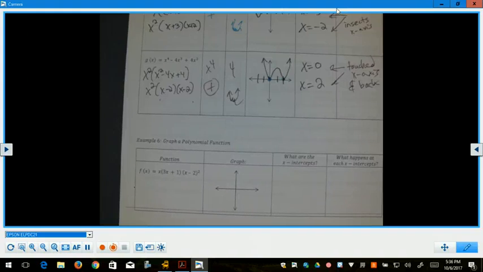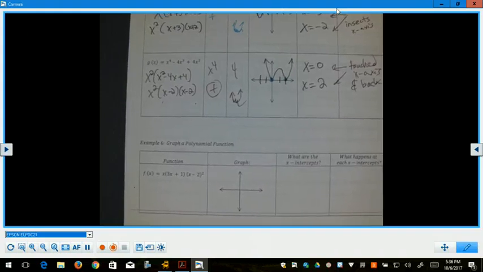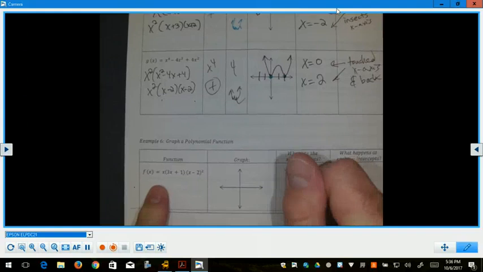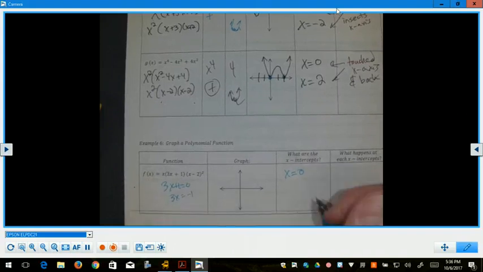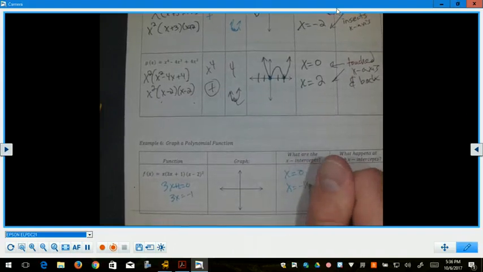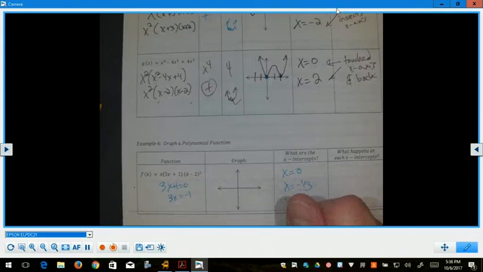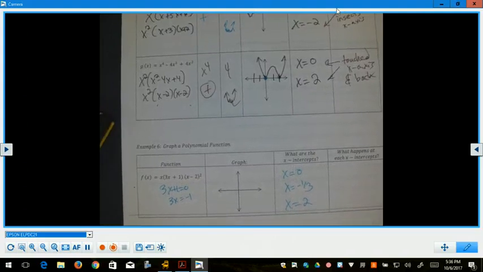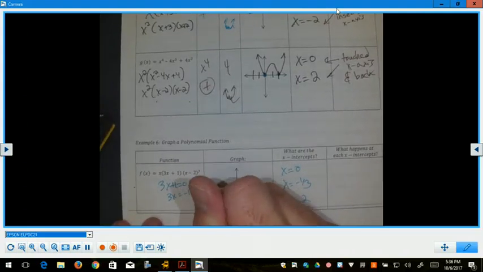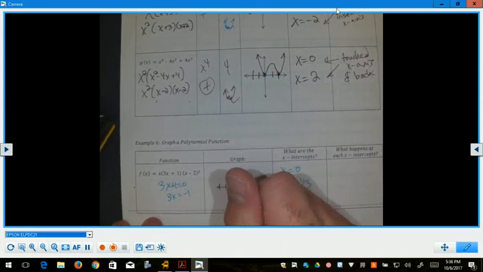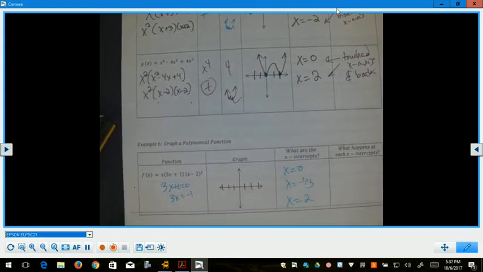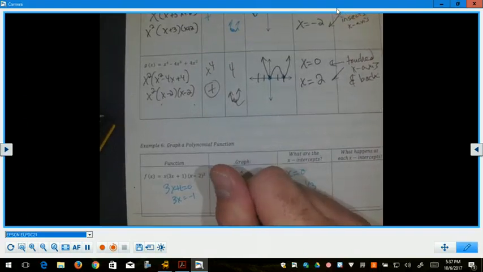Graphing the polynomial function, we're looking at these. These ones are already factored for us, so we know this x-intercept is x equals 0. If I set 3x plus 1 equal to 0, I can subtract 1. 3x is negative 1, divided by 3, x equals negative 1/3. On the other one, I have x equals 2. Plotting those points, so here's negative 1, negative 2, negative 3, 1, 2, 3. I have 0, 0, I have 2, 0, and I have negative 1/3, 0.